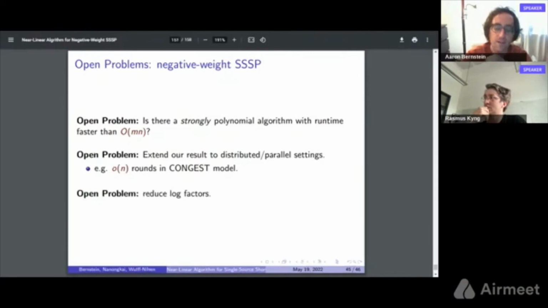Okay. And then finally, we'd like to reduce the log factors to something smaller. Again, a few log factors we really didn't optimize, and they'll be easy to reduce. They were just for simplicity of presentation, basically. But I think something like log to the fifth is inherent in our current framework, and it would be nice to go lower.